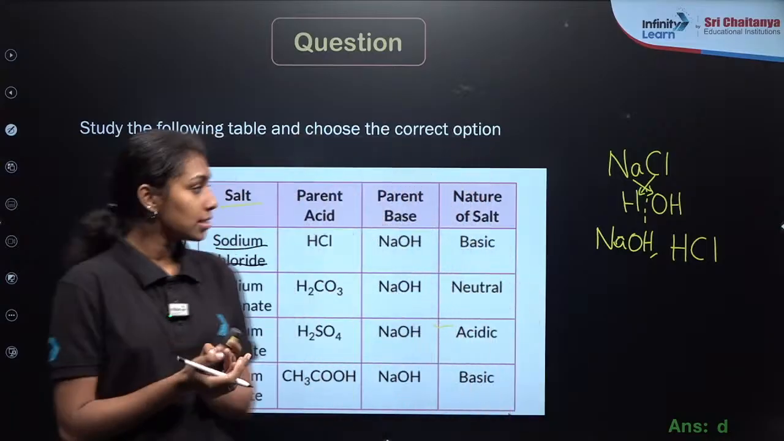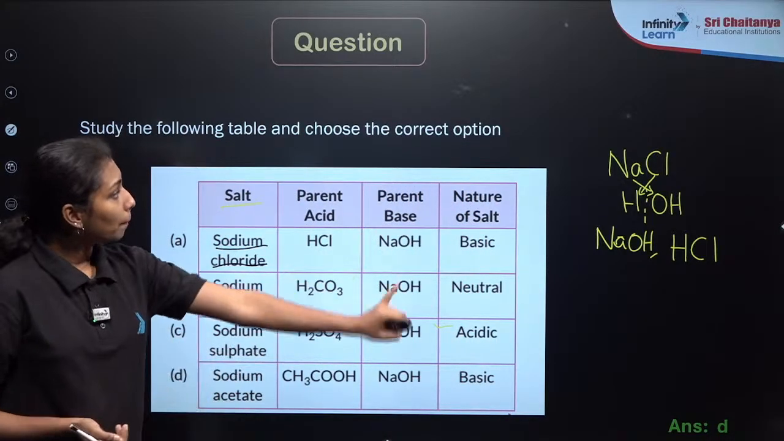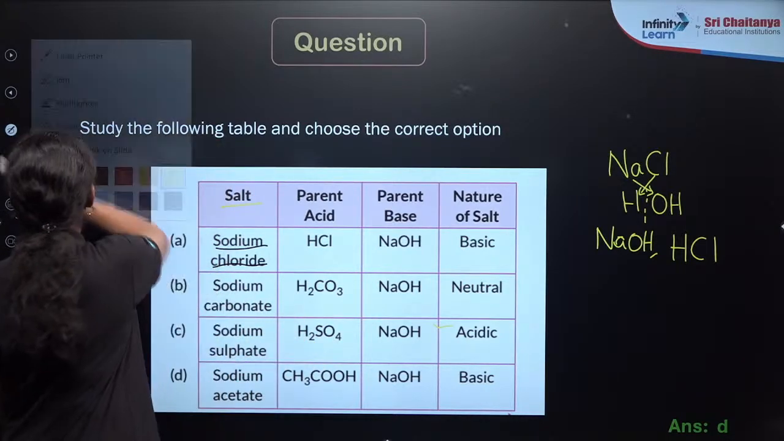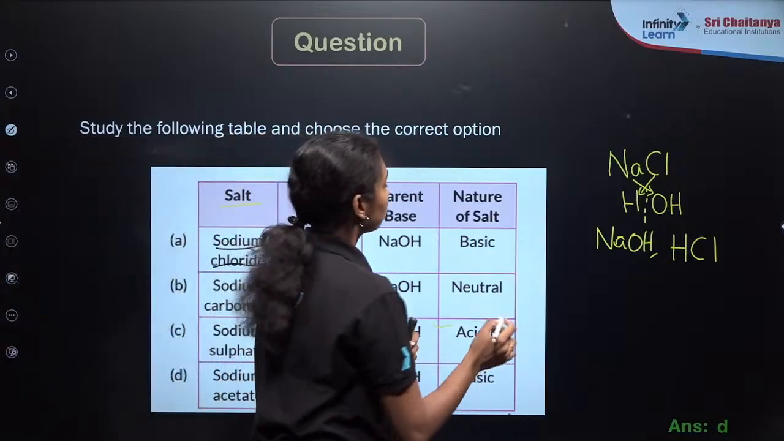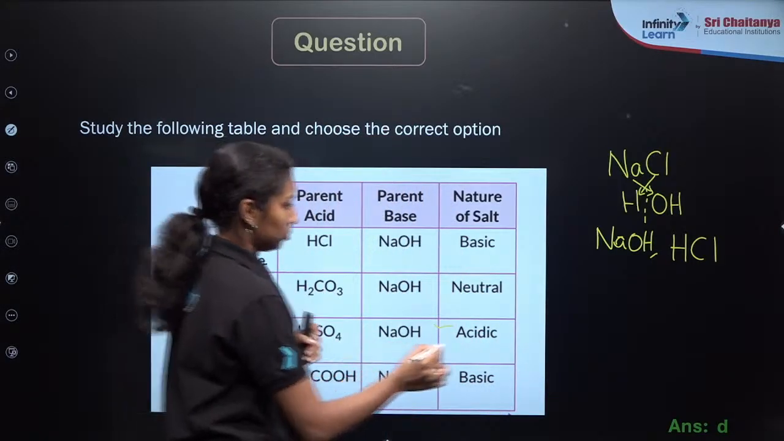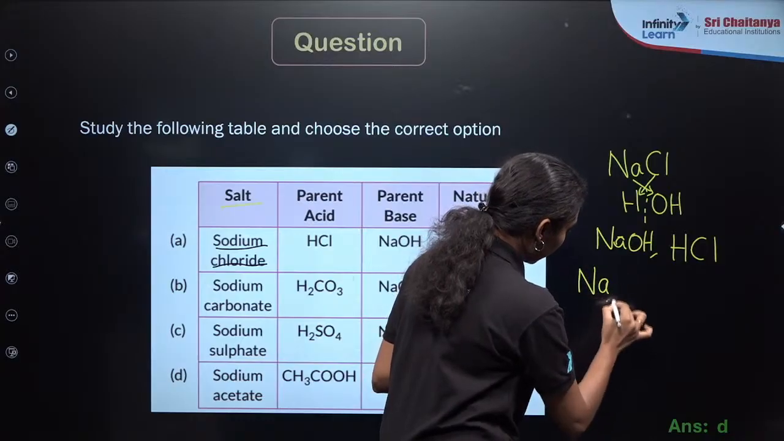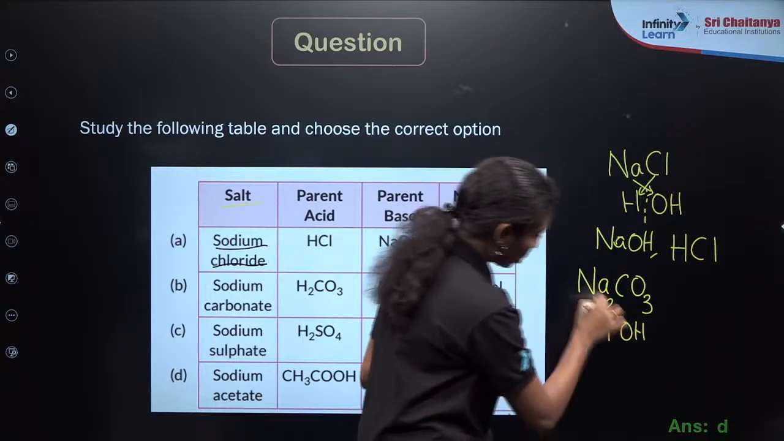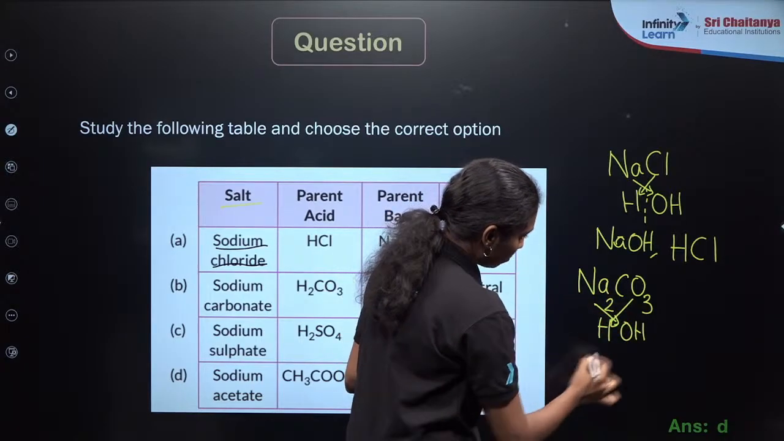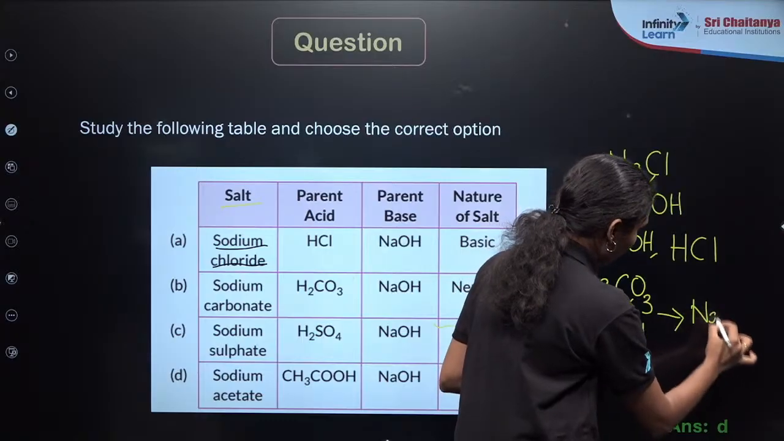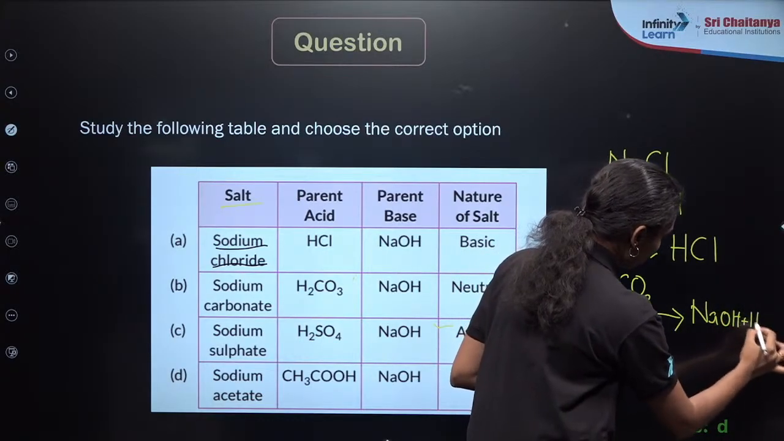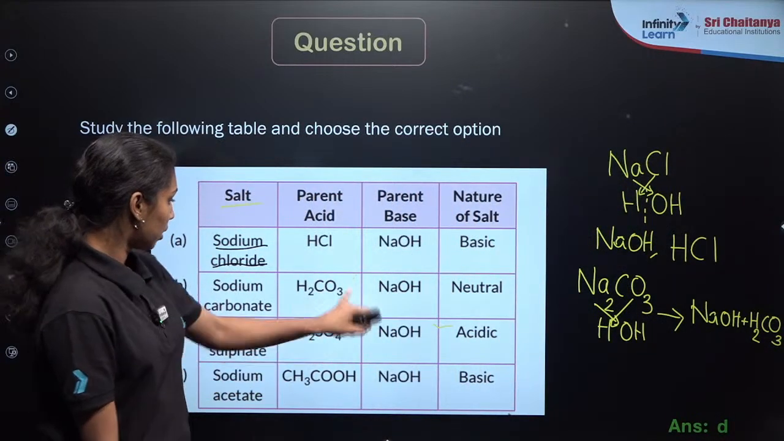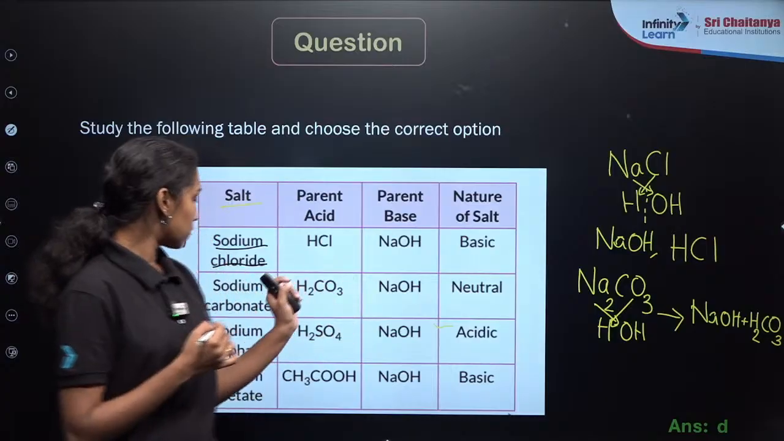If it is clear, let me know how to find out the parent base as well as parent acid for sodium carbonate. Sodium carbonate means Na2CO3. I am adding water, which means H plus and OH. It will crisscross, so it will form NaOH as the base and H2CO3 as the acid, carbonic acid. H2CO3 and NaOH are the parent acid and base for sodium carbonate.